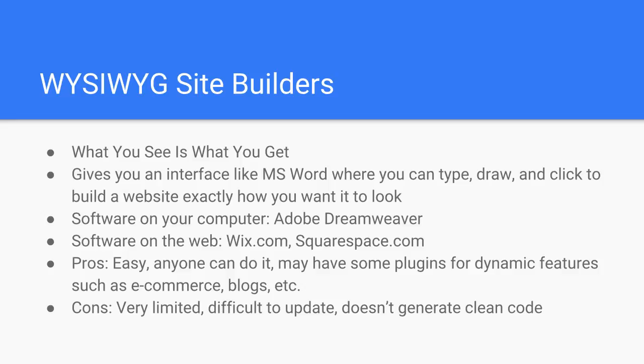One thing to just talk about is WYSIWYG site builders. WYSIWYG stands for what you see is what you get. It gives us some sort of interface like Microsoft Word or PowerPoint where we can drag and drop and make a website look a certain way. So stuff like Adobe Dreamweaver on your computer or Wix or Squarespace, we would all consider WYSIWYG site builders.